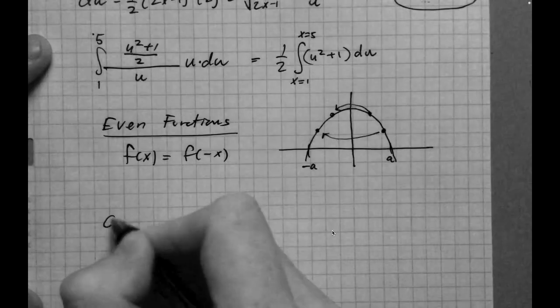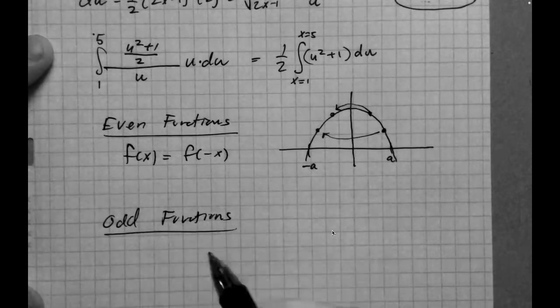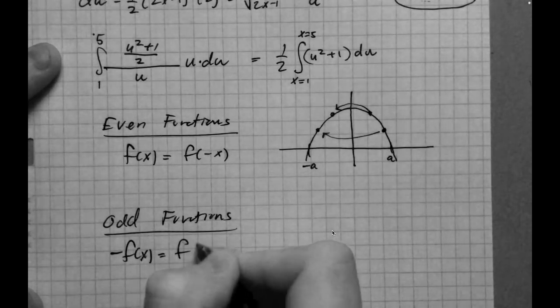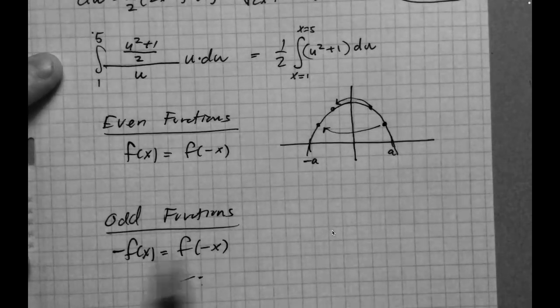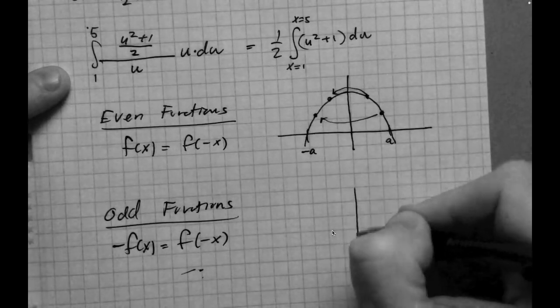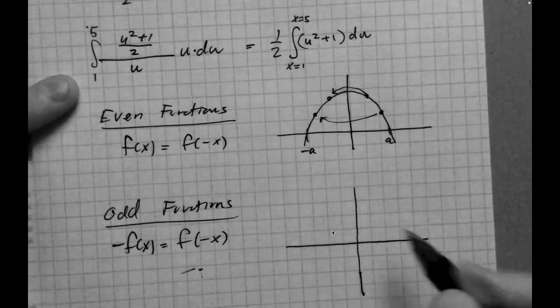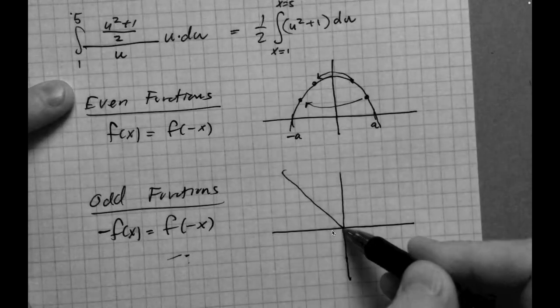An odd function is one where negative f of x equals f of negative x. Right, so if you plug in a negative into the argument, then it makes the whole function negative. These are functions that are symmetric about the origin. Okay, so an example would be something like this.